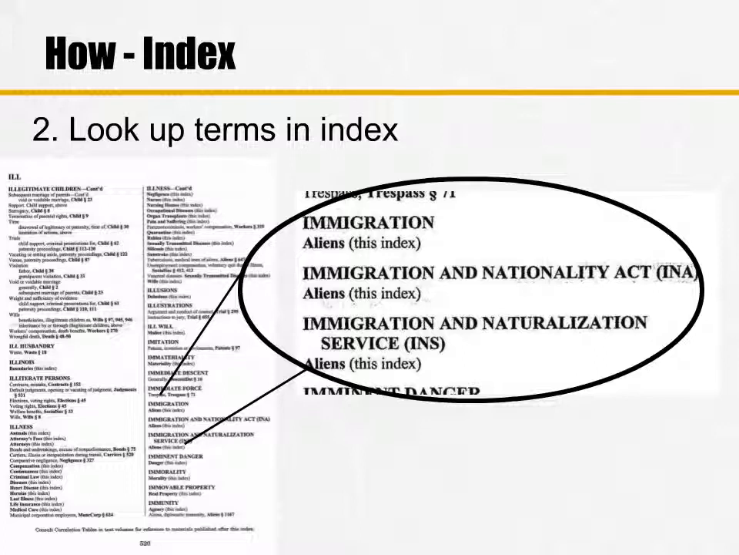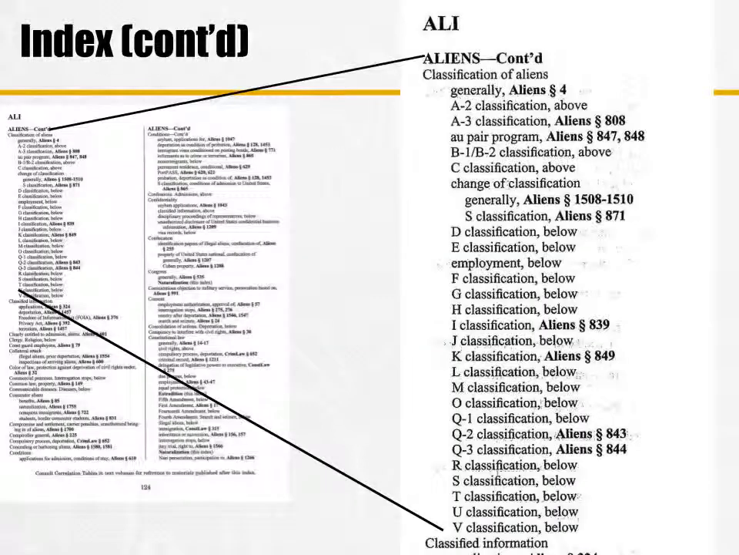In this case, the index is telling you to go to aliens in the index rather than immigration for the concept that you're researching. But at this point, you're going to look again in the index. It's not telling you here to pick up the aliens volume of CJS yet. On your research log, you would indicate here that you tried immigration and the index instructed you to use the term aliens instead. Now we're looking at the aliens entry in the index of CJS.